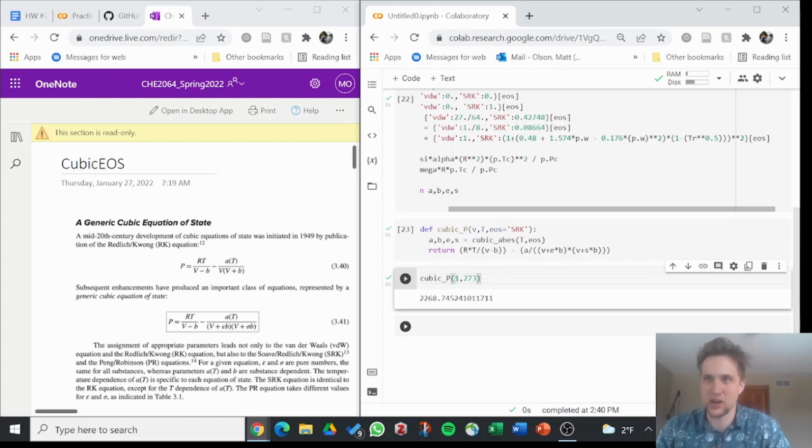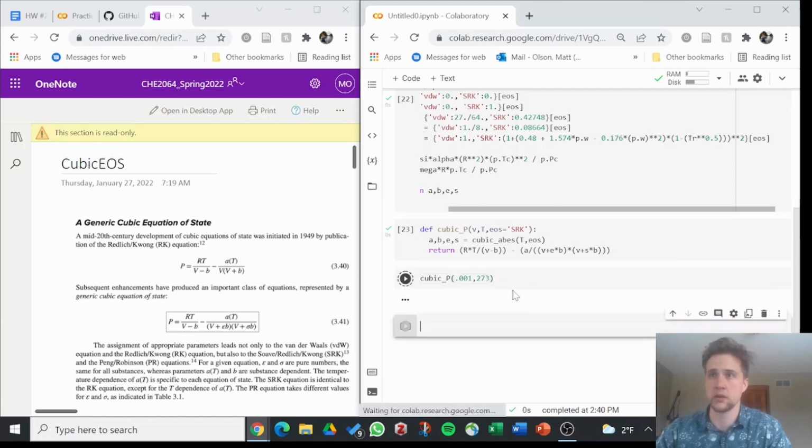Okay, so now we've got our temperature, our pressure. This is our pressure value when our volume is 1 cubic meter, when our temperature is 273. Now let's just make sure our calculations look correct, because if we make our volume substantially smaller, even if we keep our temperature the same, the pressure should be higher. Yeah, and it is. Okay.